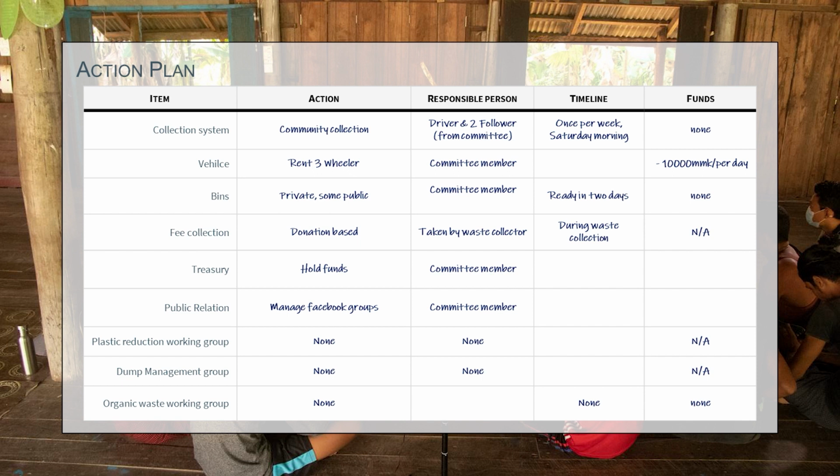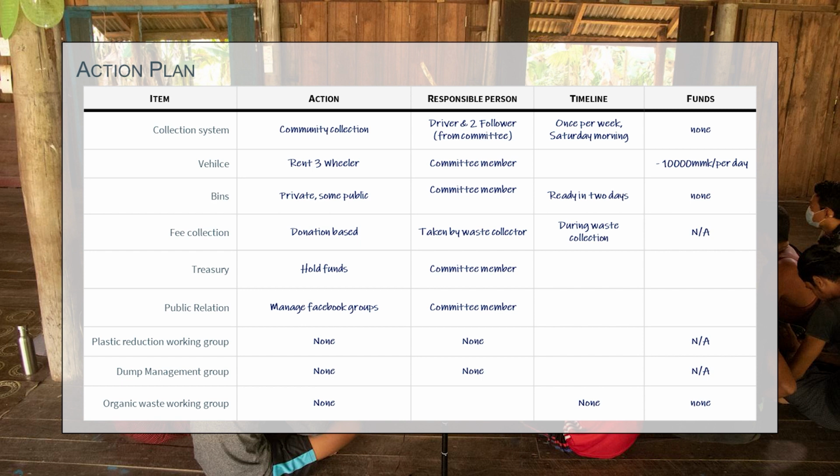Then regarding bins, they will mostly rely on private bins, meaning the households have their own bins, and they will have a few public bins in some central places. Also, again, responsible is the committee, and they will build them in a few days. Fee collection, they will run a donation-based system, and the donation will be taken while collecting the waste.